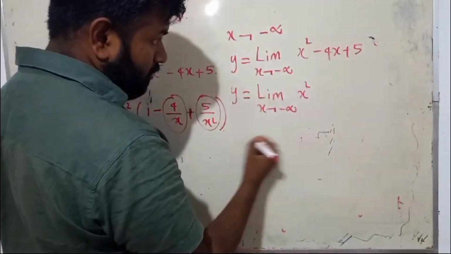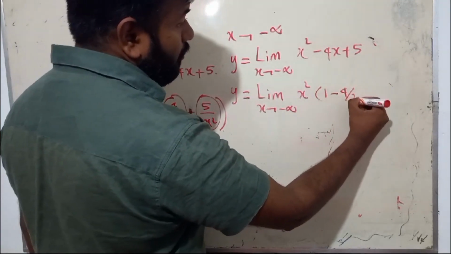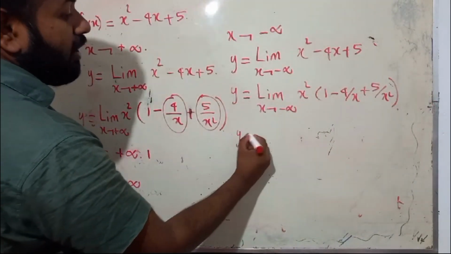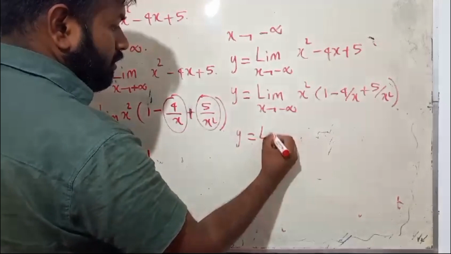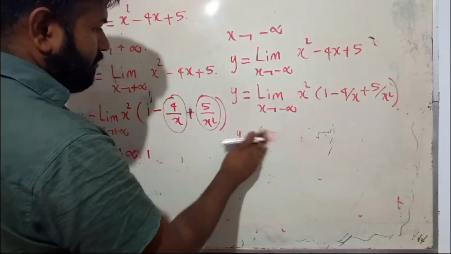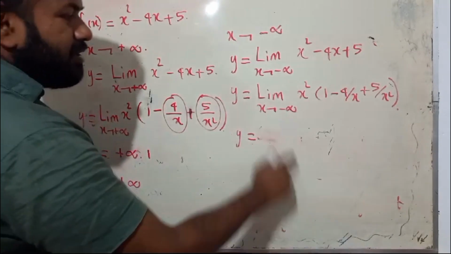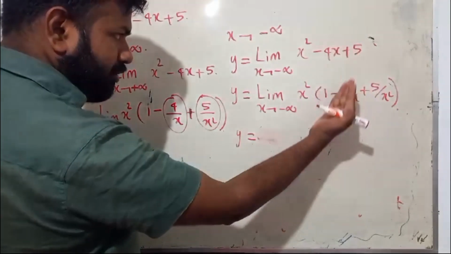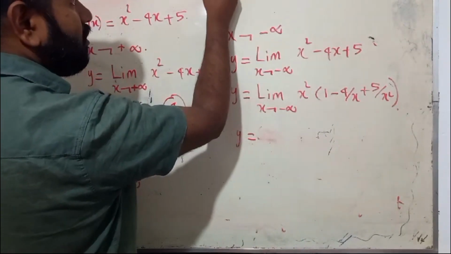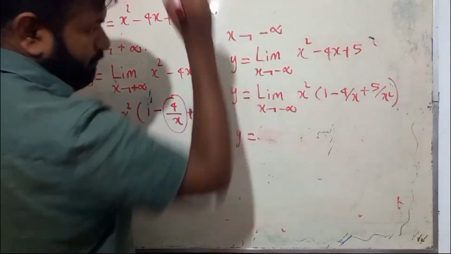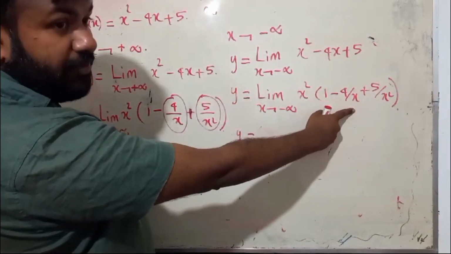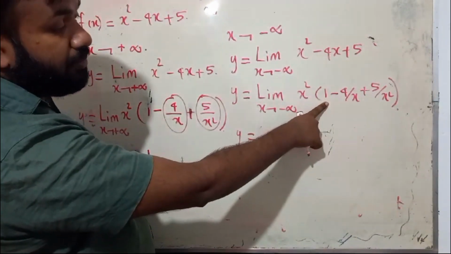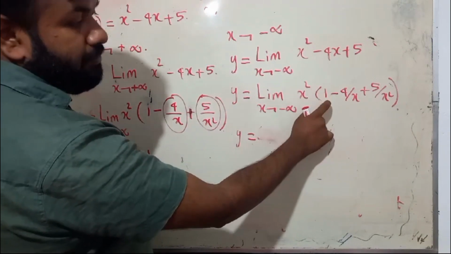I am taking x square as a common factor. It's going to be 1 minus 4 over x plus 5 over x square. So y is equal to, you don't have to repeat the limit here. Just substitute. Whether you substitute plus infinity or minus infinity, always remember a constant over infinity will always give you 0. Substitute infinity here, it's going to be 0. This one is also going to be 0. So the remaining value you're going to get is equal to 1.